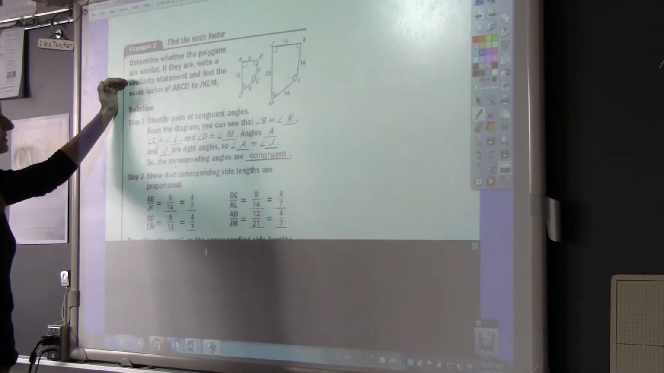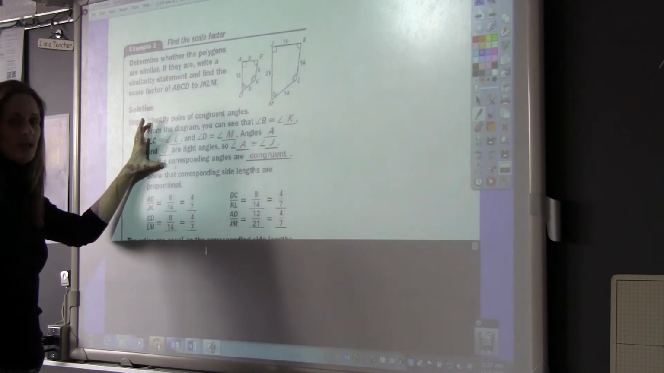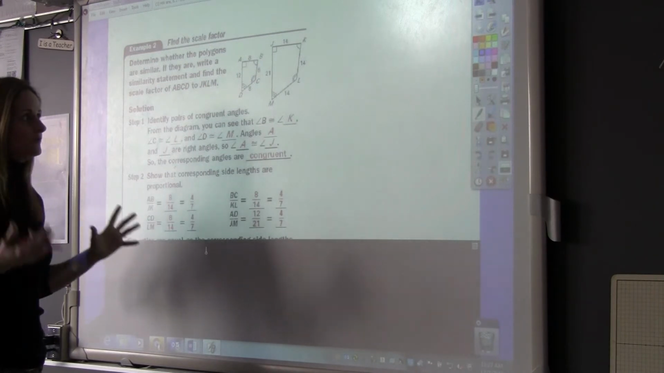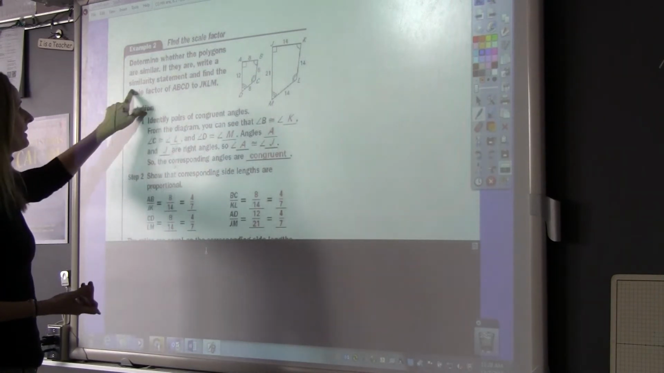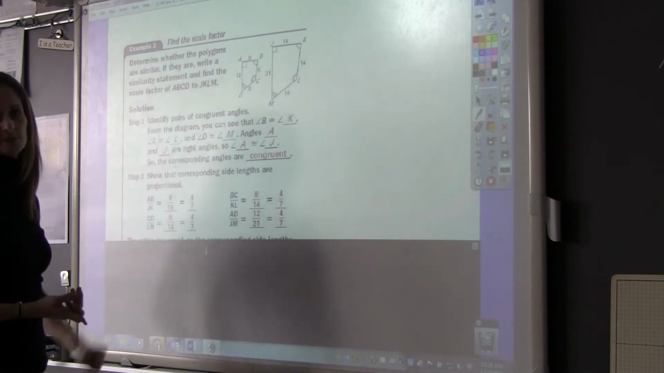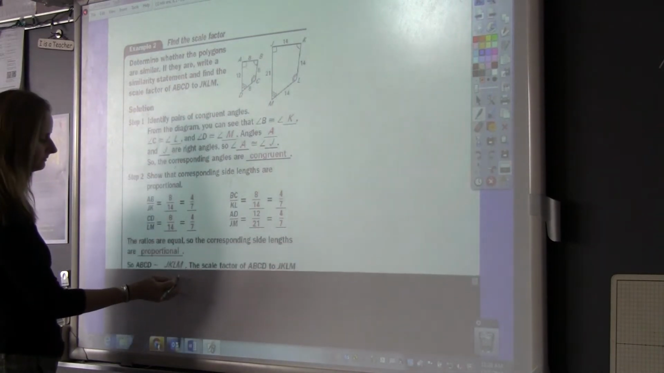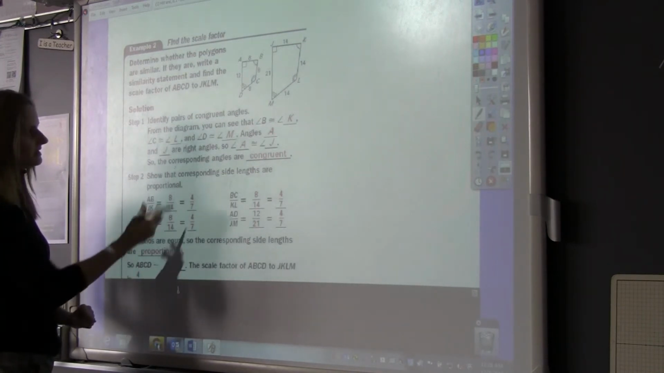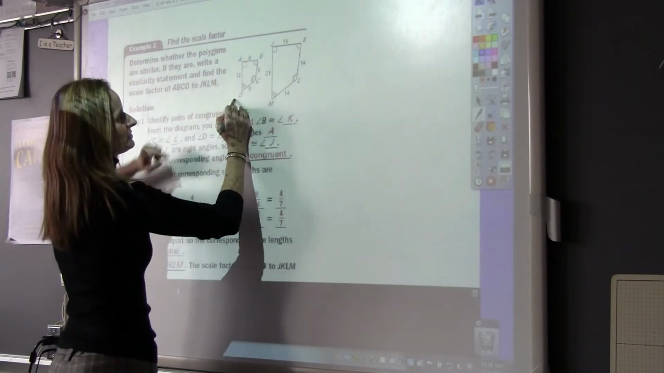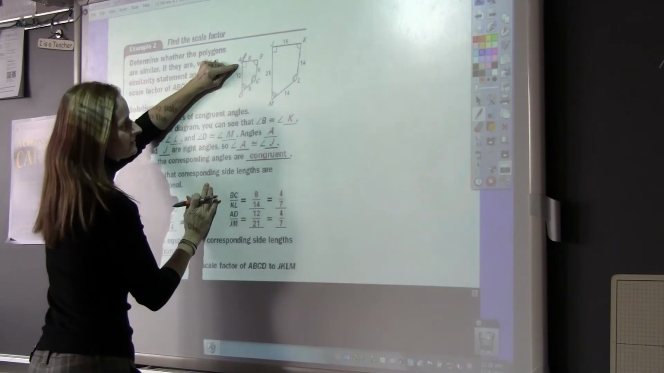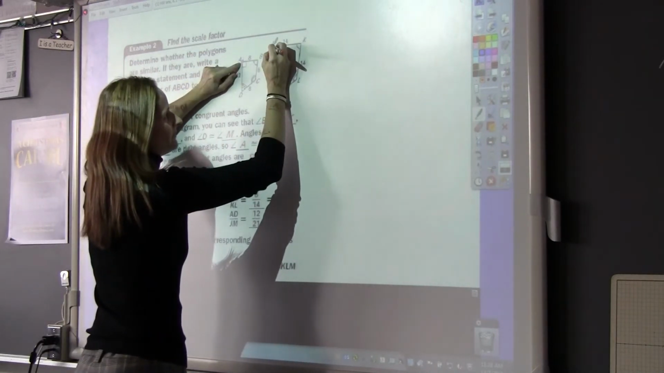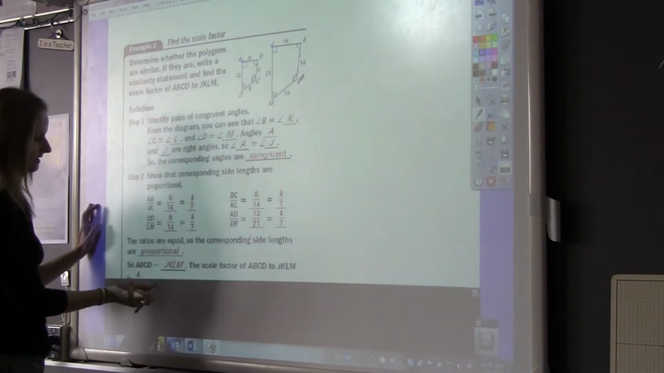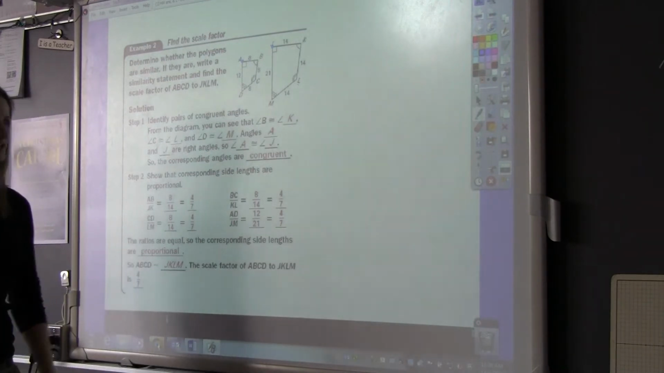So now that we have determined that all of the corresponding angles are congruent and all the corresponding side lengths are proportional, now we know that the two figures are similar. So we are going to write a similarity statement and find the scale factor. So the ratios are equal, corresponding side lengths are proportional. Okay, so ABCD is similar to, now since we started the name of this figure at A, we're going to have to start the name of this figure at J, because A corresponds to J. JKLM. And the scale factor is 4 to 7.